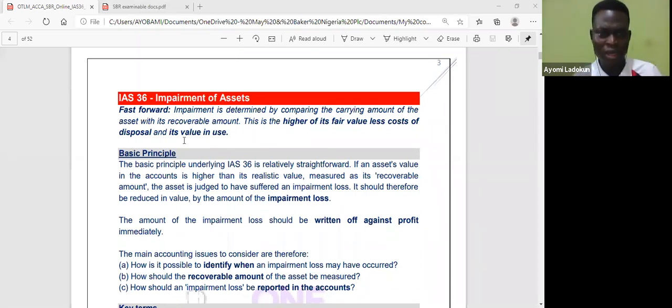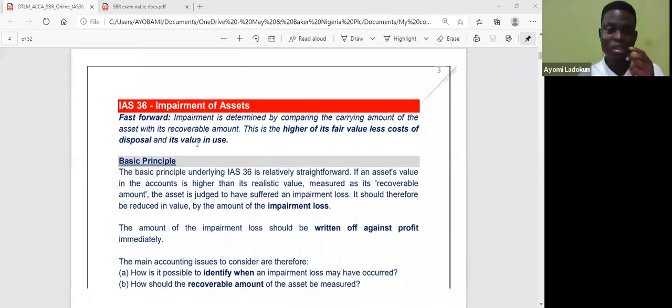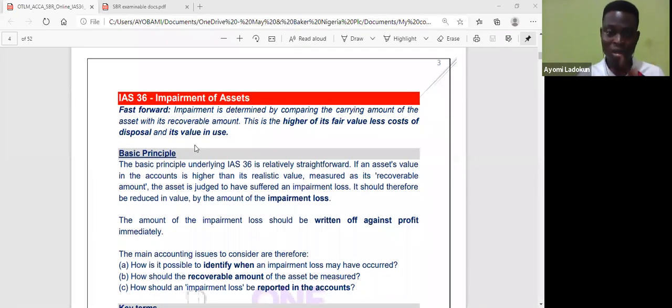For ACCA candidates, obviously, you have to prepare for scenario questions. All your questions are scenarios, so you need to be conversant with reading scenario questions. But for ICAN, it's still a little bit of scenario, preparation of accounts and all of that.